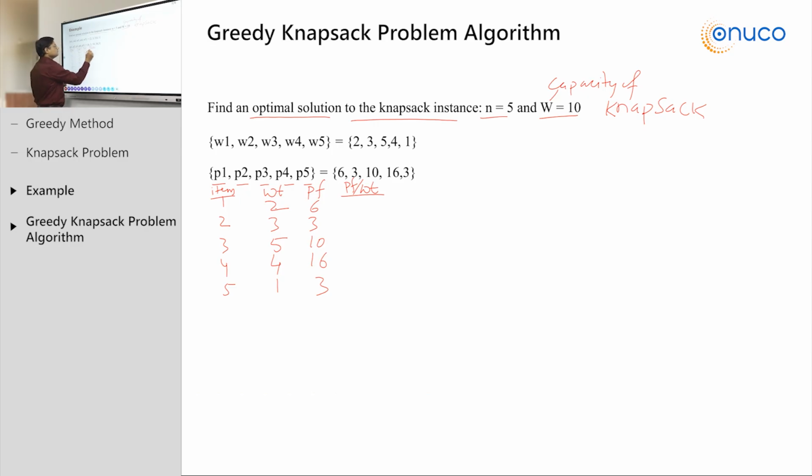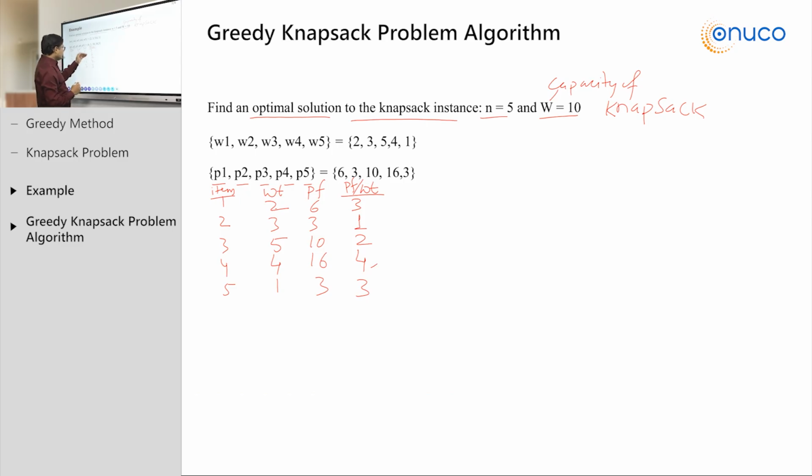So 6 divided by 2 is 3. 3 divided by 3 is 1. 10 divided by 5 is 2. 16 divided by 4 is 4, and 3 divided by 1 is 3. Right? Now, if I ask you which item is the most profitable among these, everyone will say the 4th item is the most profitable, because per unit or per kg, we are getting 4 profit.